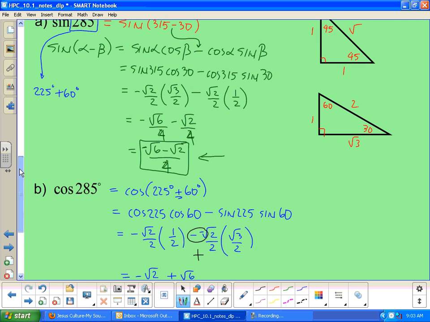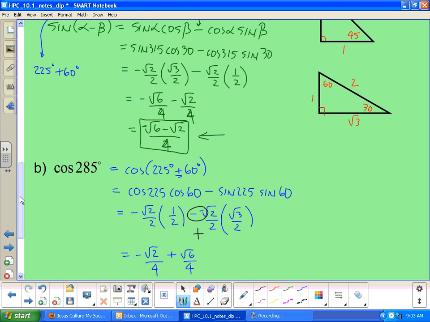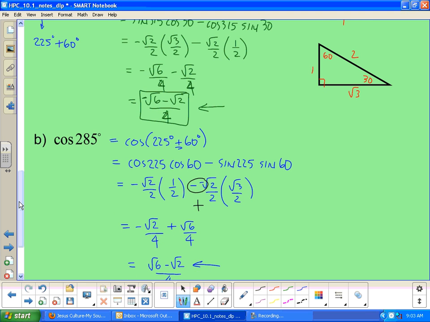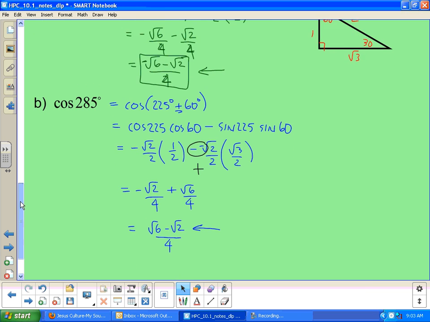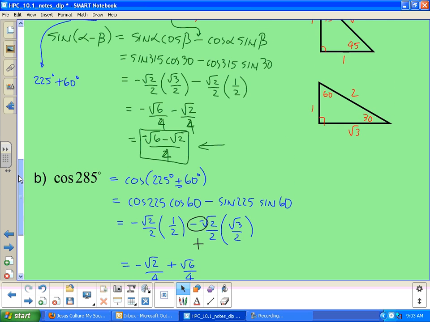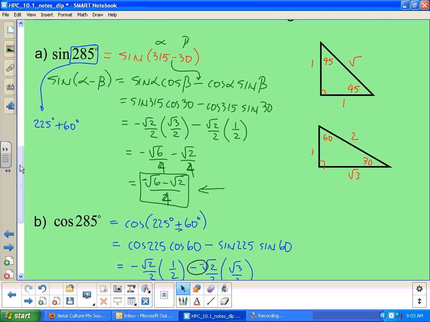And again, these are exact solutions. They're not reduced to a decimal, which would probably be non-terminating or irrational. So we want exact solutions. We will leave them like this, and if any rationalization has to happen, we would take care of that. But there we go, using our sum and difference formulas for sines and cosines. Let's keep moving on.